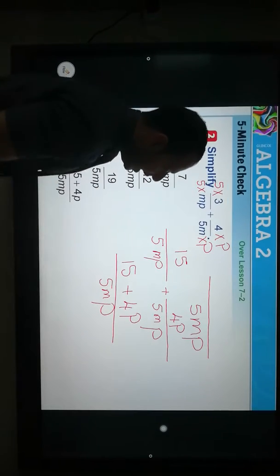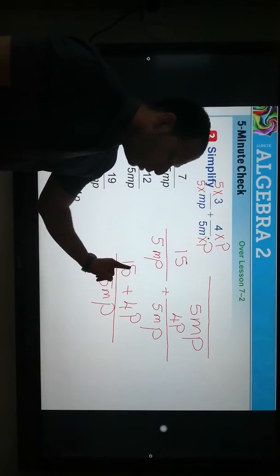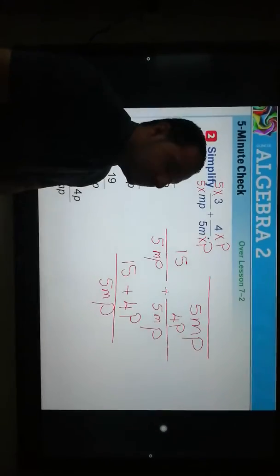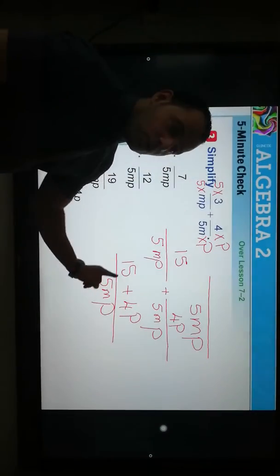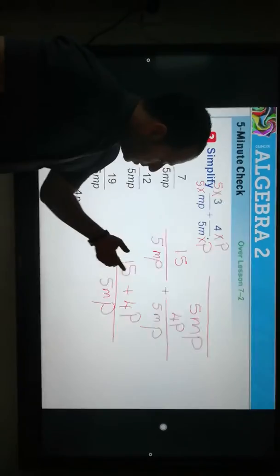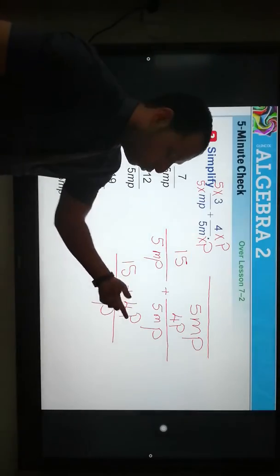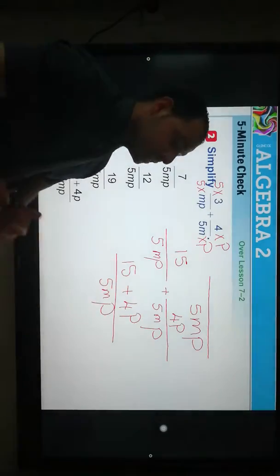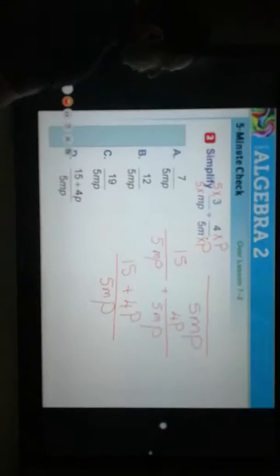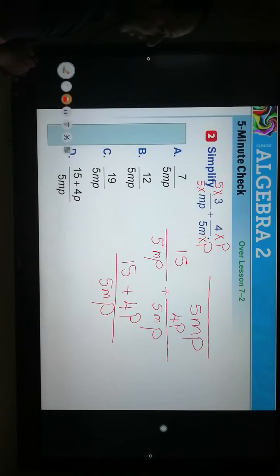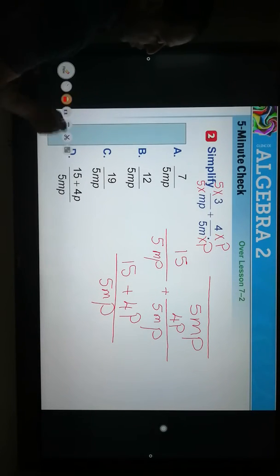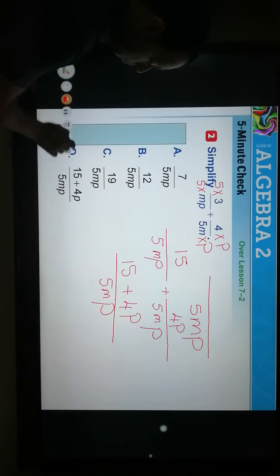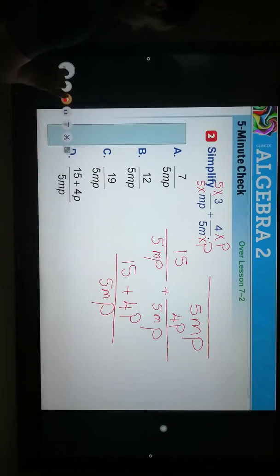What? No, it can't be. I heard one of you say 19b. These are not like terms. This is 15 and this is 4b. We can't add or subtract them. This is the simplest form, and our answer will be letter D, which is 15 plus 4b over 5m.